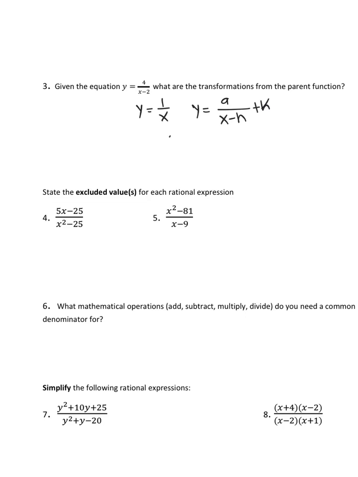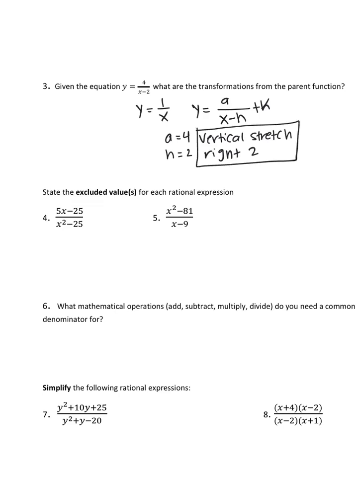So our a value here is 4. Since that's bigger than 1, that means you have a vertical stretch. Your h value here is 2, and it always flips signs. So usually you associate minus with left, but now we're actually moving to the right. So that's going to move you to the right too. And we have no plus k on the outside, it's just 0. So I haven't moved up or down any from the parent function. So these would be the 2 transformations being applied there. And if you want to put vertical stretch of 4, that's fine.